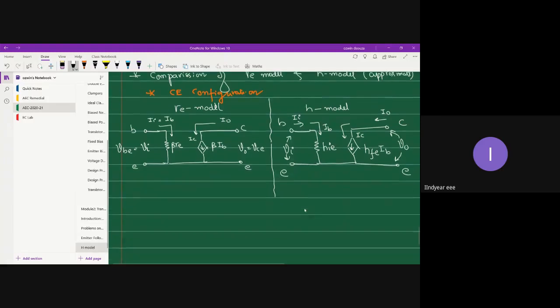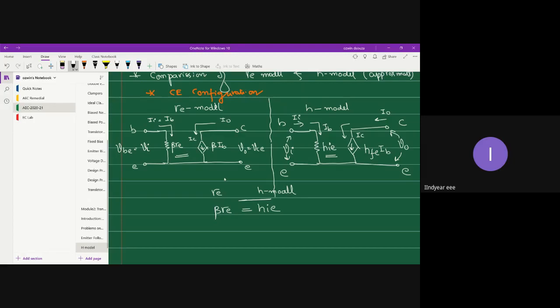Now, if you were to compare the two, you would see that Vi is the same, which is measured across base and emitter. Here also in the re model, you will measure the input voltage across base and emitter. The only difference is the nomenclature. For beta re in the re model, you have hie in the h model. So beta re is equivalent to hie. This is re terminology and this is h model terminology.